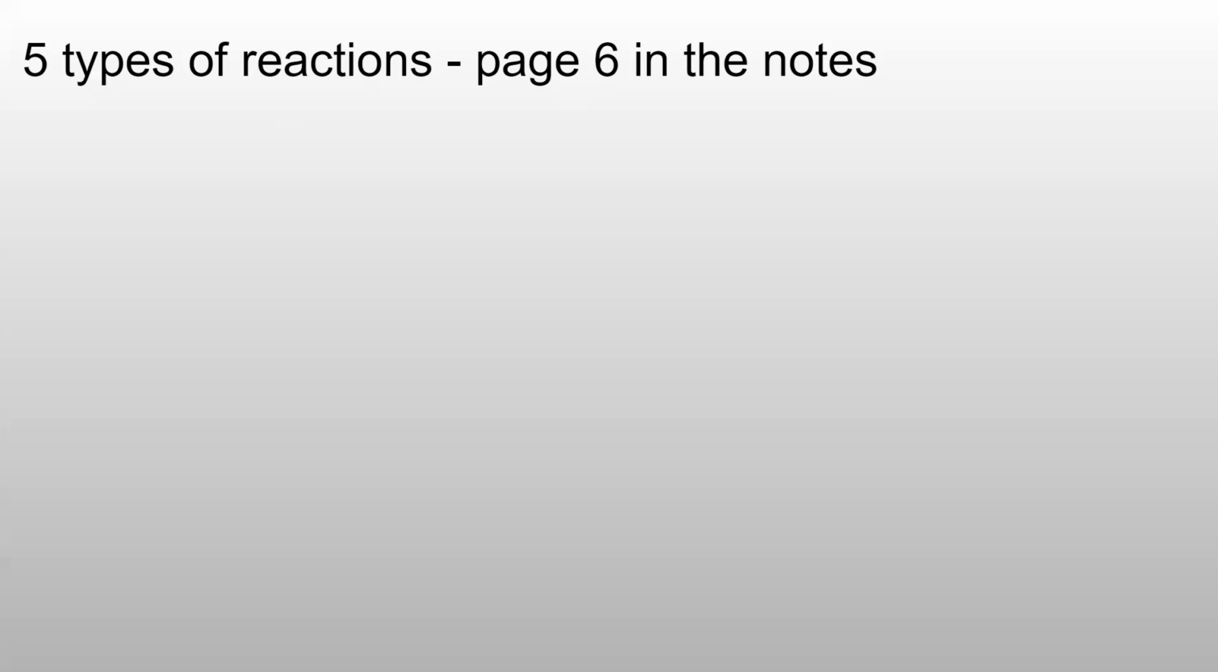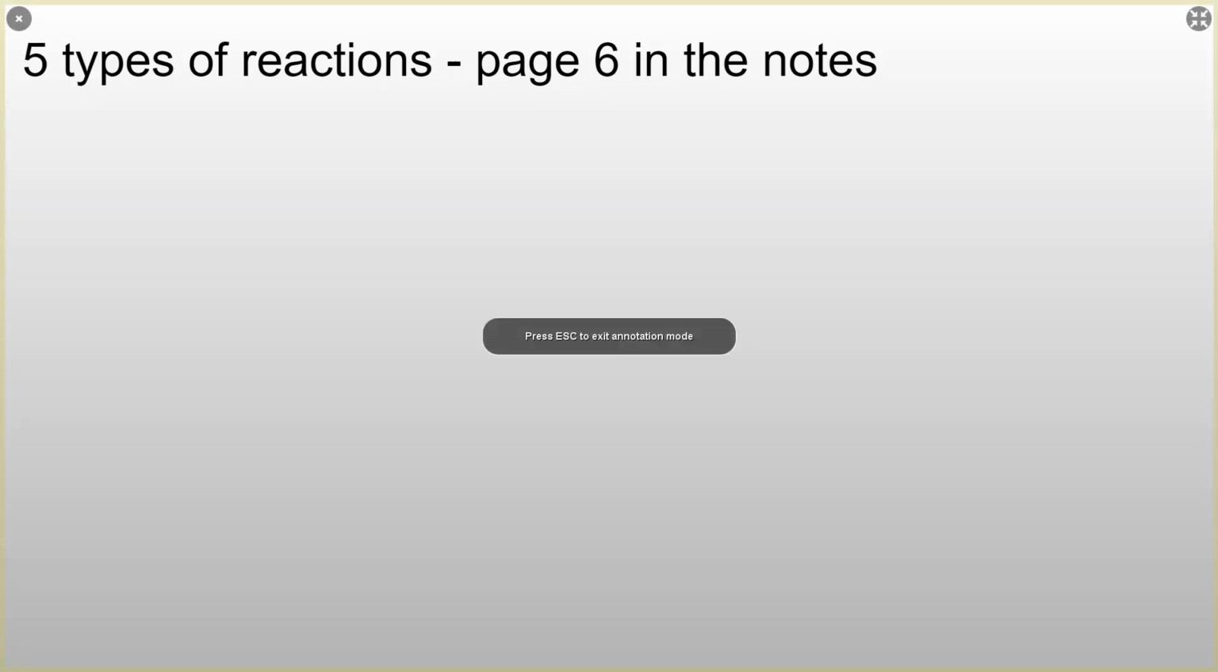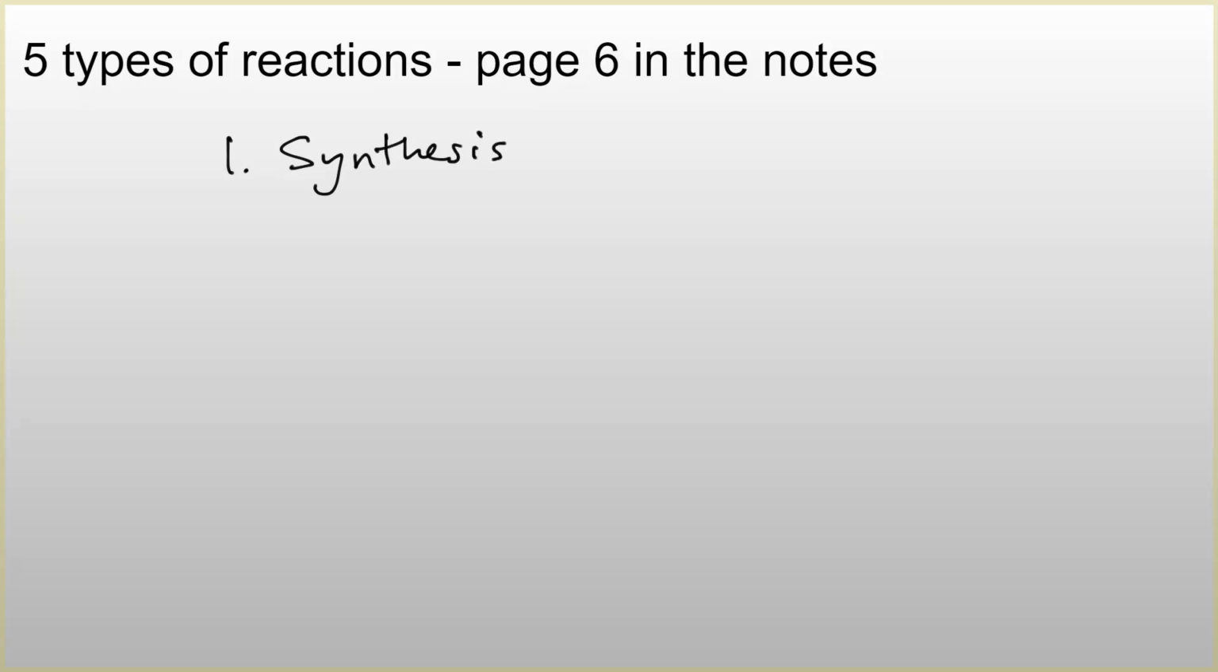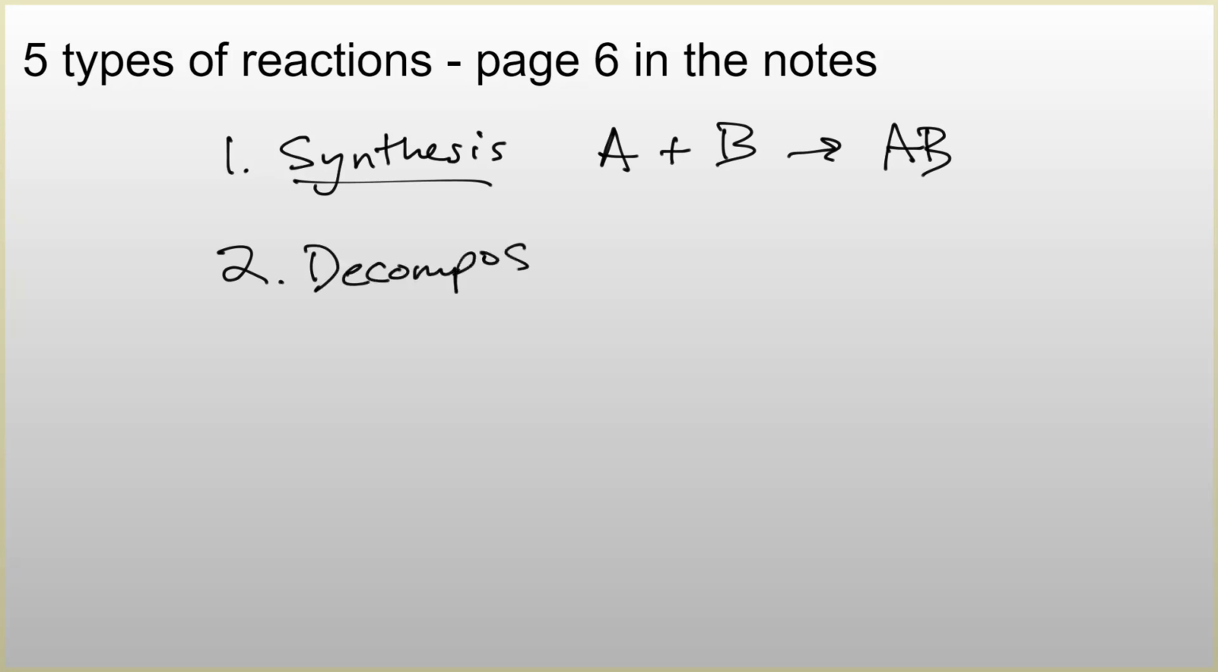All right, okay. So the 5 types of reactions we have already covered. The first one that we covered was synthesis. This is when you have 2 reactants that come together to make a single product. That's synthesis. The second, just as a reminder, is decomposition. Decomposition is the opposite of synthesis. It's when you have a single reactant that breaks up to form 2 individual products.